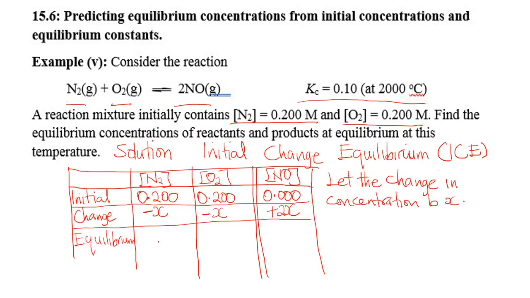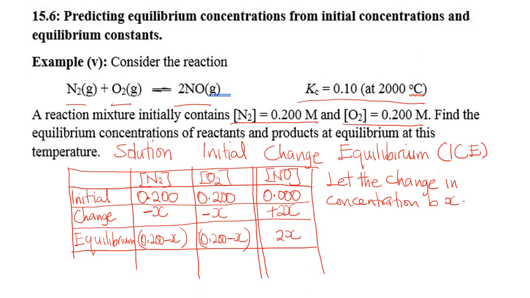So our equilibrium will be 0.200 minus X. That is after we add this and this. The same thing here, 0.200 minus X. Now here you add 0.000 plus 2X. The answer will just be 2X. So that is the equilibrium concentration.